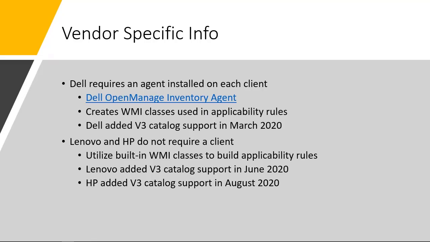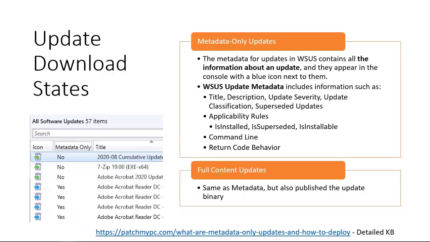Lenovo and HP do not require a client. They use the built-in Windows WMI classes to build their applicability rules. Lenovo added V3 catalog support in June 2020, and HP added that recently in August of 2020.